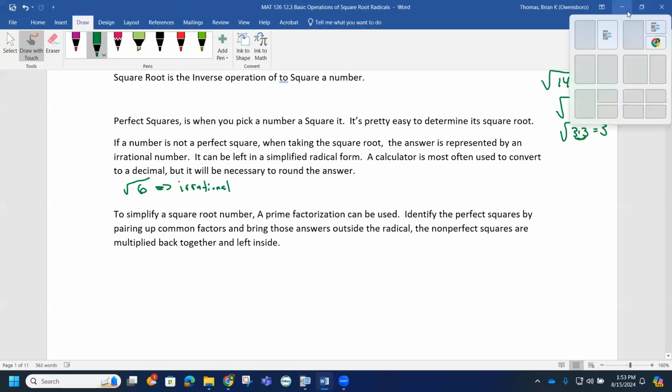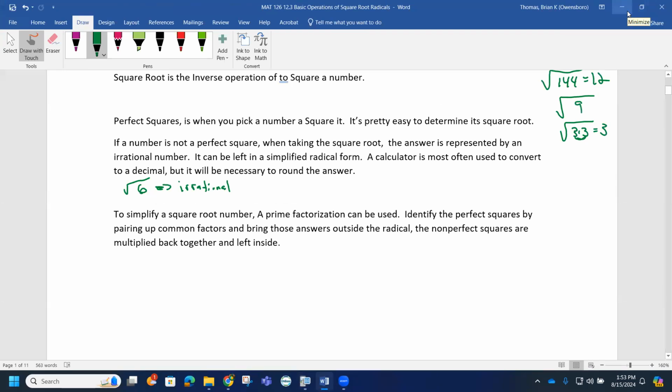Simplifying square roots means we're not going to use a calculator per se, we're going to simplify what's called the radical. The way we do this is we can use prime factorization. So what we can do is identify perfect squares by pairing up common factors and bring those answers outside the radical. The non-perfect squares are multiplied back together and left inside the radical.